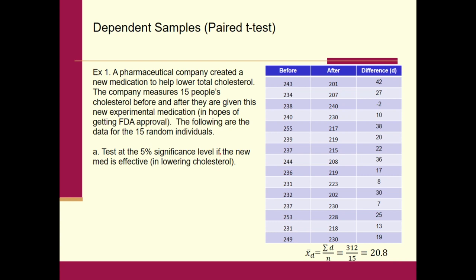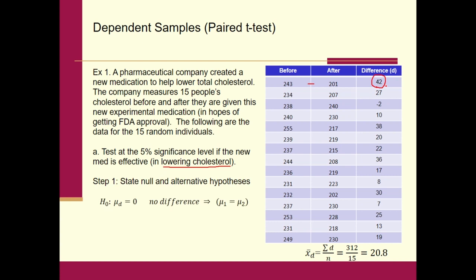Okay, now remember, don't get confused because it says lowering cholesterol, because remember when cholesterol was lowered, what happened to the D's? Remember, that's our focus, the D's. So yes, the cholesterol was lowered, and what happened to the D? It actually turned into a positive D. So that's what's going to help us understand what to put into the alternative hypothesis.